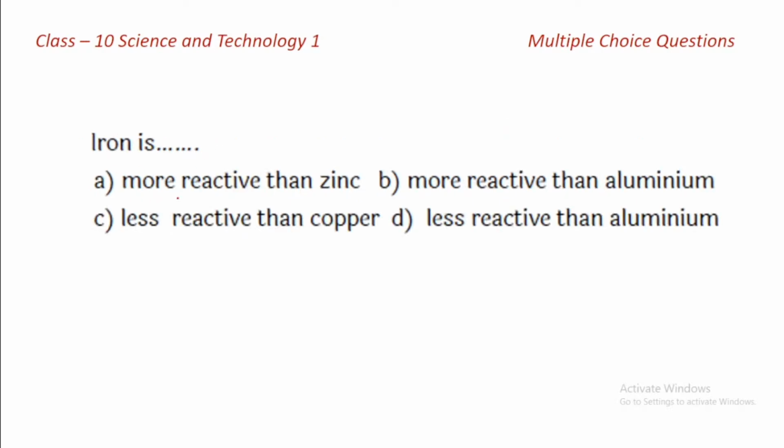Iron is more reactive than zinc, more reactive than aluminium, less reactive than copper or less reactive than aluminium. So the correct answer is option D. Iron is less reactive than aluminium.